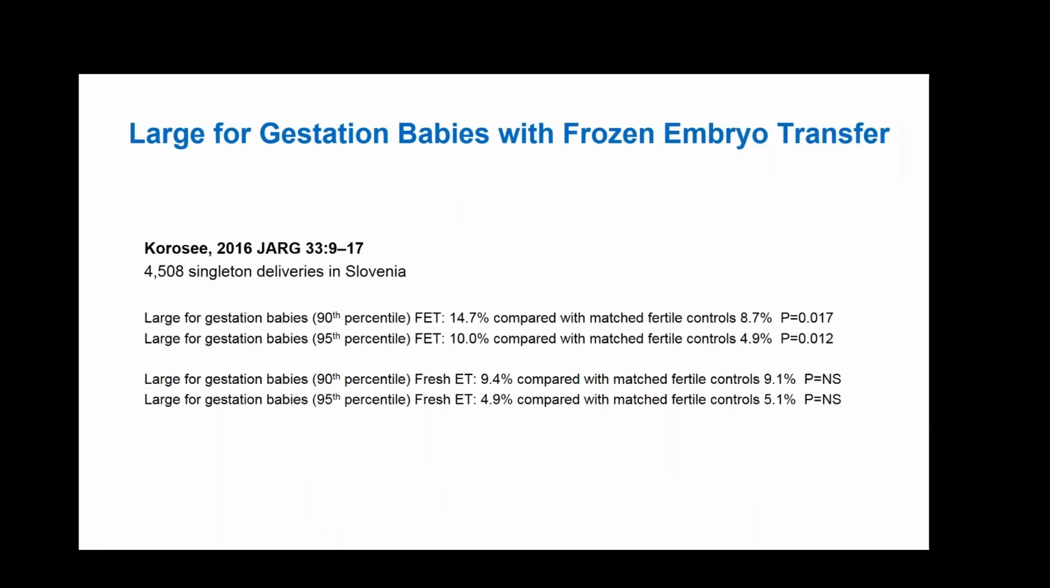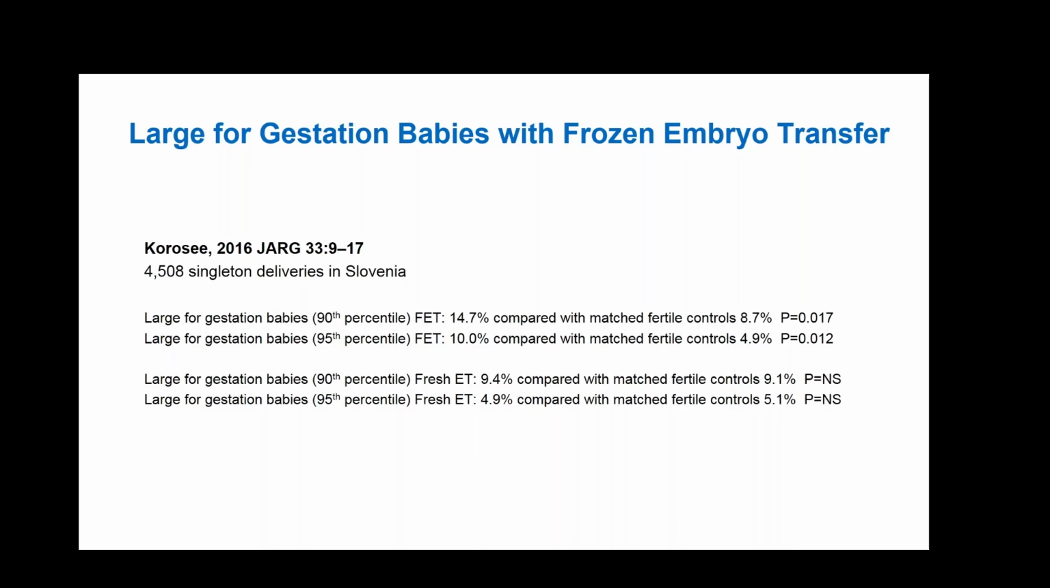A 2016 study by Corsi showed similar results, that frozen embryo transfer had a higher percentage of large for gestational age babies than spontaneous controls, while fresh transfer did not result in this increase. Reasons for this difference are not yet known, including whether the results seen with frozen transfer are influenced by patient selection for freezing or other factors unrelated to the procedures themselves. But they do suggest caution when turning to practice patterns that preferentially increase the use of frozen embryo transfer over fresh embryo transfer.